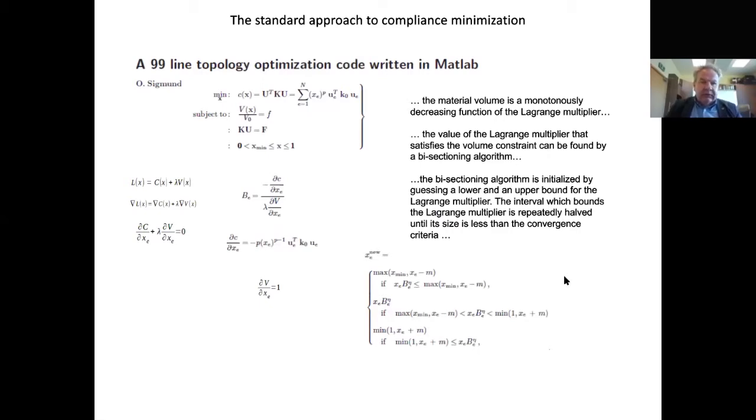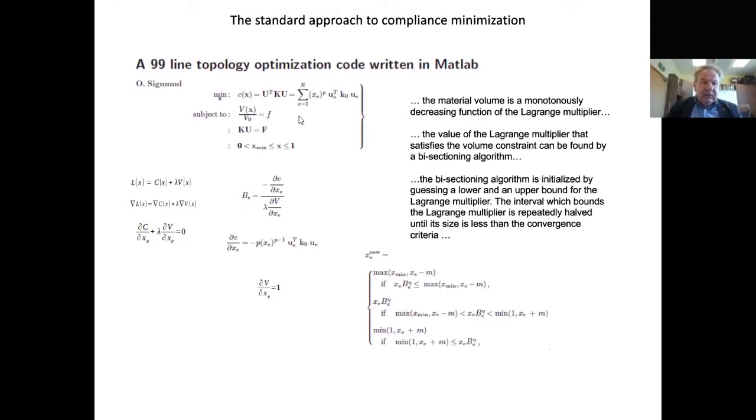a code by Ole Sigmund in the paper 99-line topology optimization code written in MATLAB. You're able to just take this code or write it again and replicate this result. I think this is an important thing. So how does this code work, and how is the approach to topology optimization in this case.